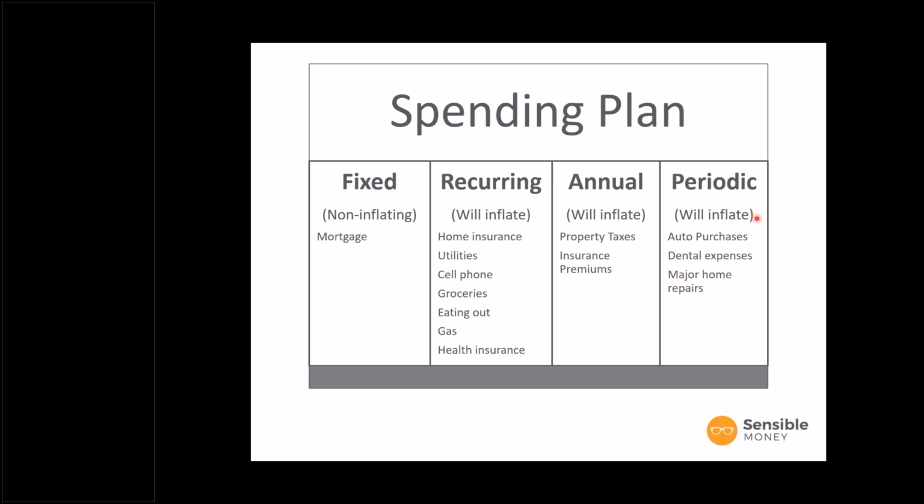And then there's periodic expenses, things like auto purchases. They don't happen every year. Major dental expenses, they don't usually happen, if we're lucky, every year. And major home repairs, things like roofs, or having to redo the electrical, or having to redo the deck, or the pool if you're in Arizona. So those are major things that, again, they might happen on a periodic basis throughout retirement, but they're not going to happen every year, but you still have to have some way to account for them.